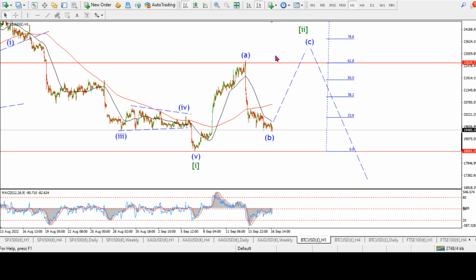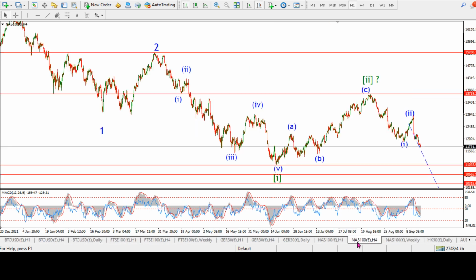Okay, so if we are going to trace out 3 waves up, next week is crucial, because we cannot break that new low, I'd say. So 18,500 again. We break 18,500, we're into third wave down, and that could be ugly for Bitcoin. Let's move on to NASDAQ.